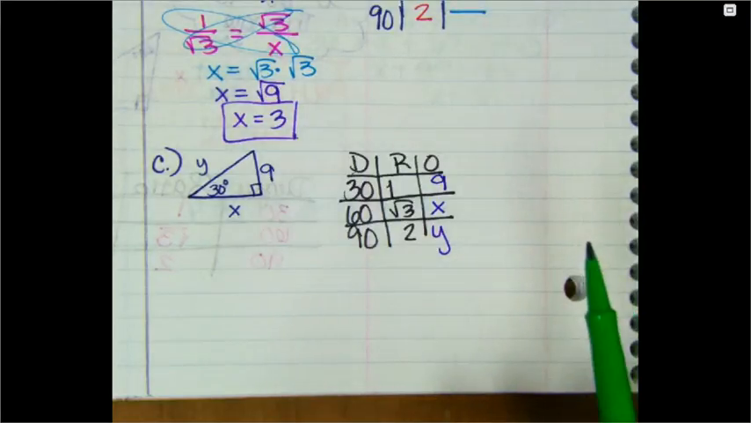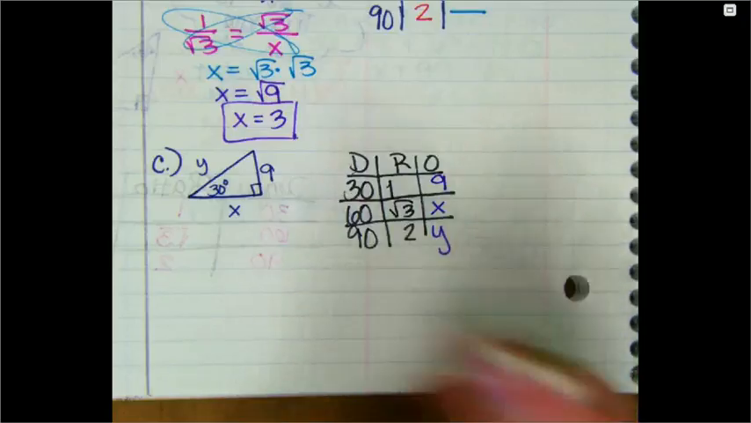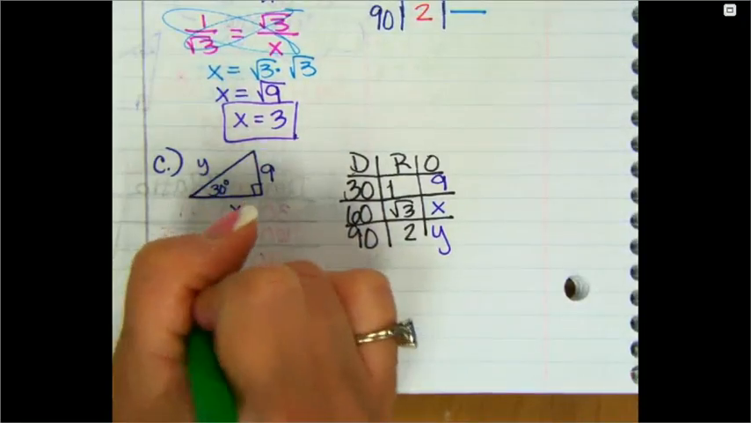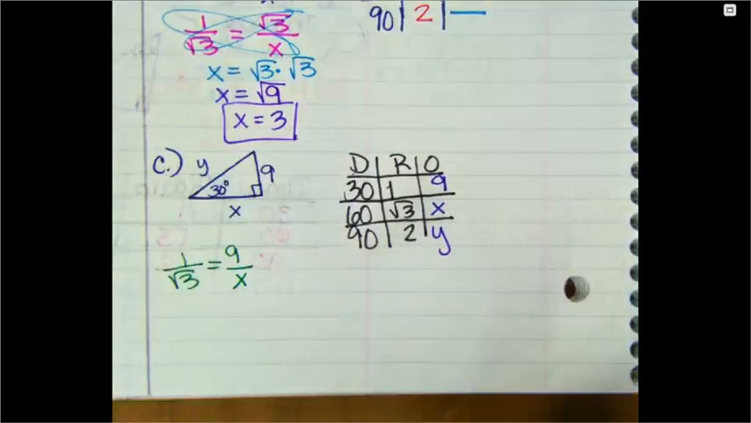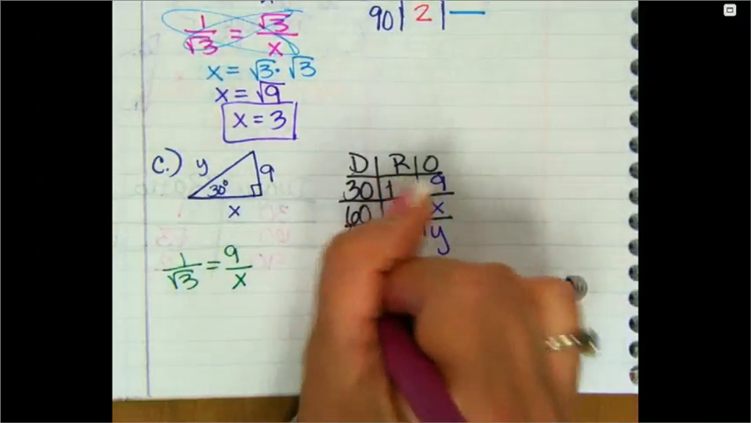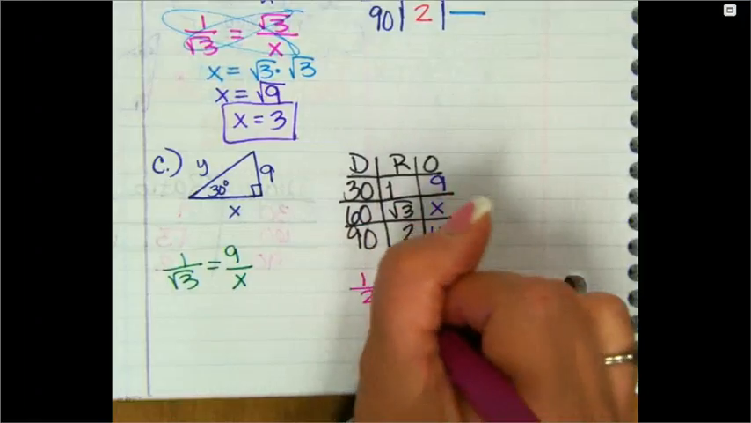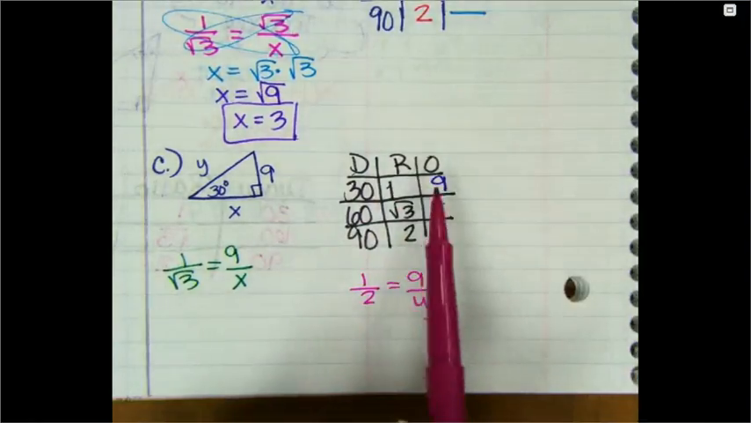How do I set up the first proportion? 1 over radical 3 equals 9 over x. Good. How are you going to set up the second proportion? 1 over 2 equals 9 over y. Very good. Don't use a 1 with a variable.